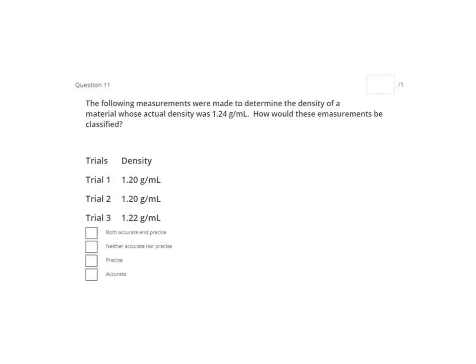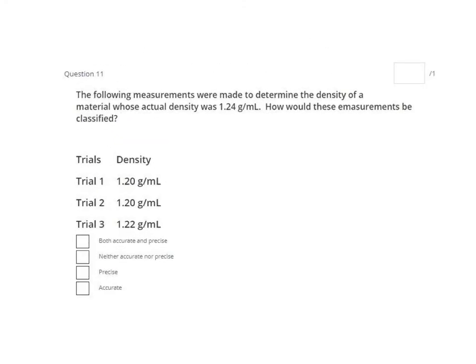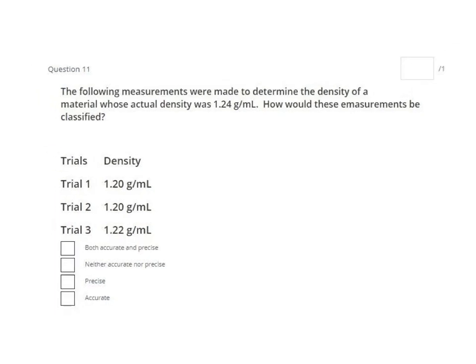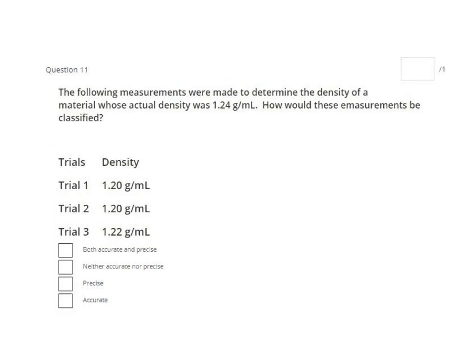Question 11. The measurements made to determine the density of a material whose actual density was 1.24. How would these measurements be classified? So I've got 3 trials, trial 1, 2, and 3, and the density of each trial: 1.20, 1.20, 1.22. So the statement says that the actual density of this substance was 1.24.